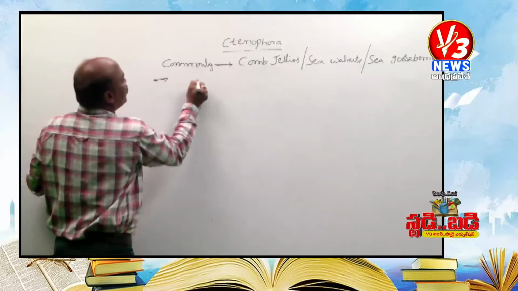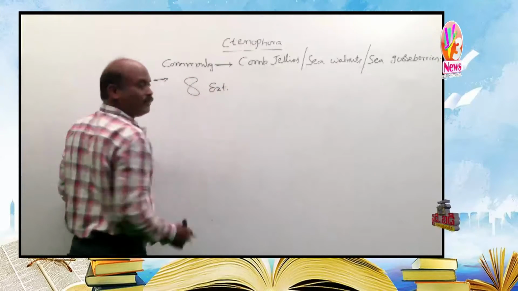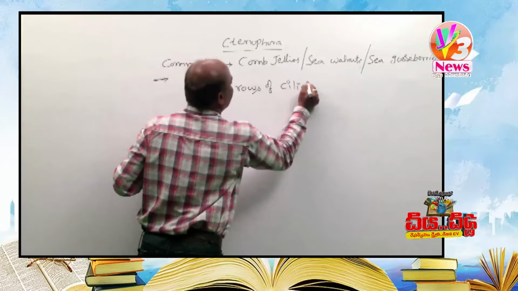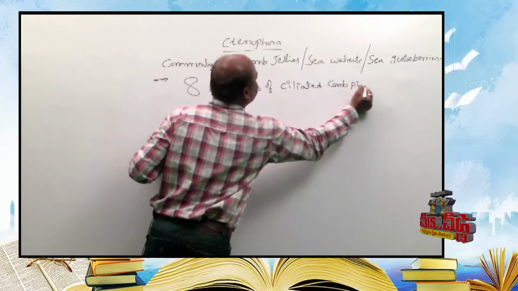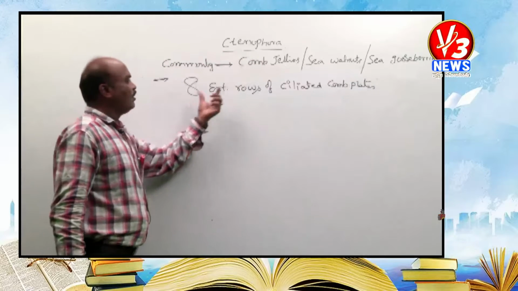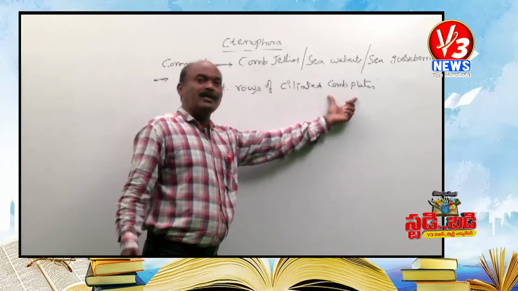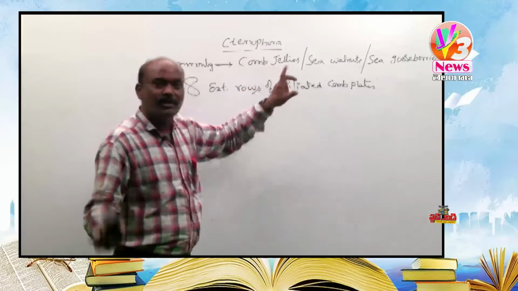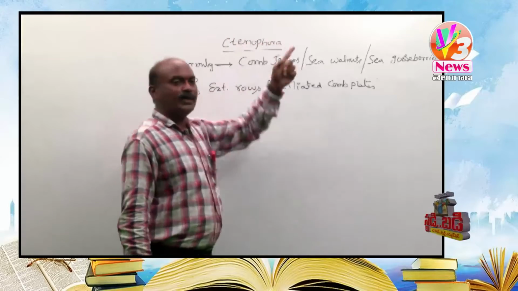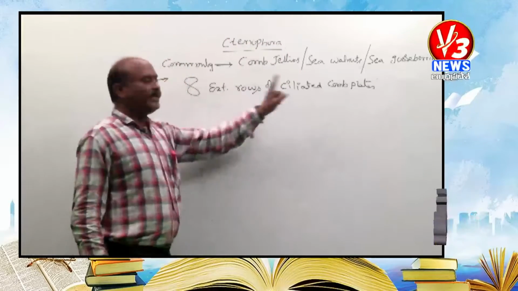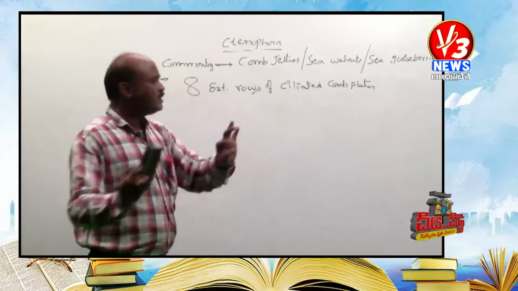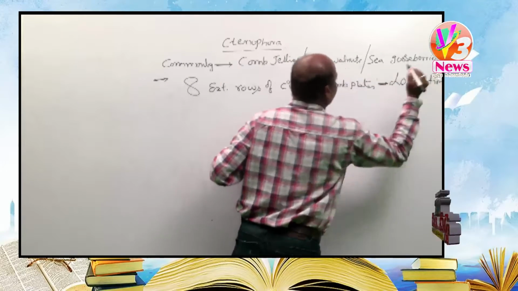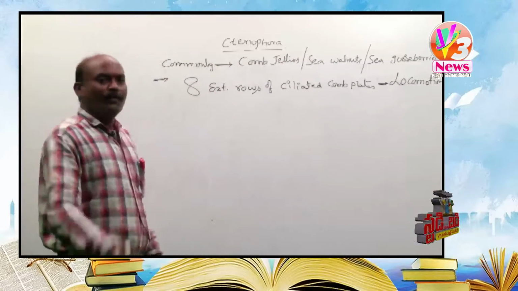They possess 8 external rows of ciliated comb plates. Because of the presence of these comb plates, they are commonly called comb jellies. Hence the name given to that group, Ctenophora. What is the function of these comb plates? These are helpful in locomotion.